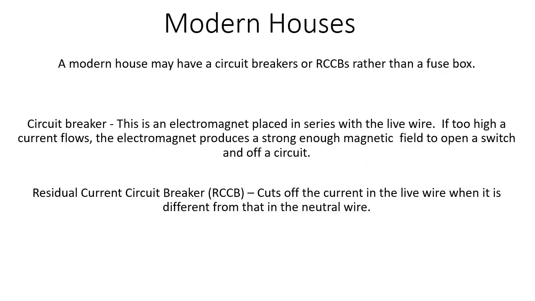A modern house may have a circuit breaker or an RCCB rather than a fuse box. A circuit breaker is an electromagnet that has been placed in series with a live wire. When too high a current flows, the electromagnet produces a strong magnetic field and pulls open a switch, cutting off the circuit. The advantage of this is that you can turn the circuit back on with the flick of a switch.